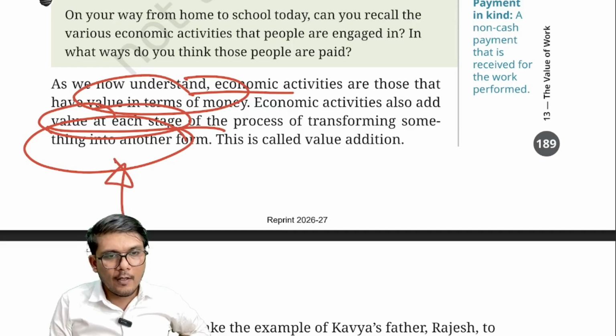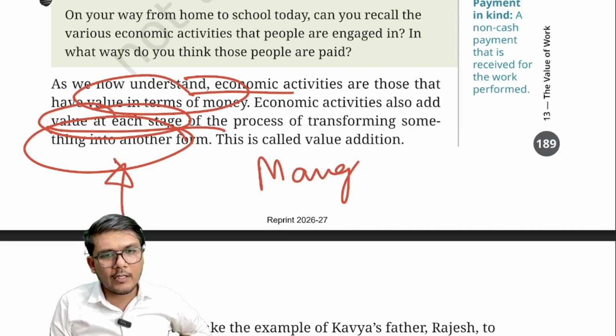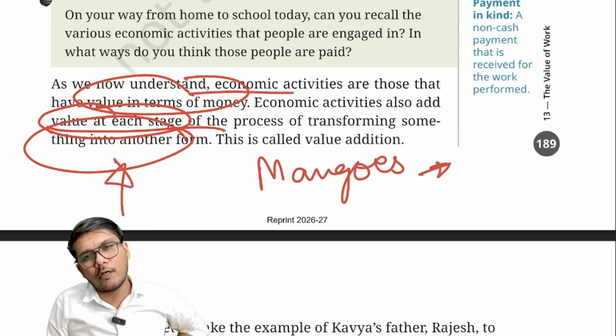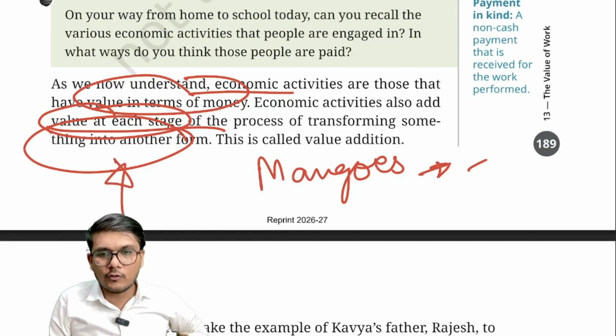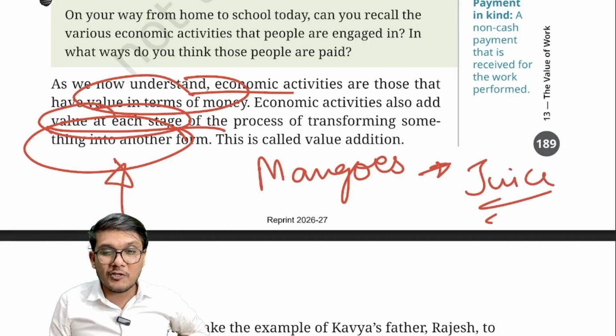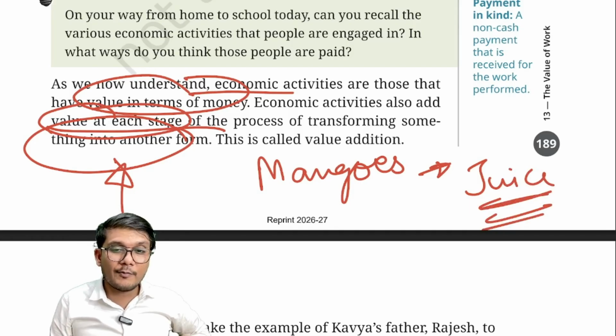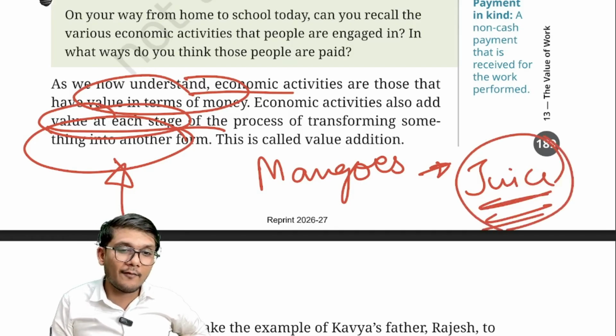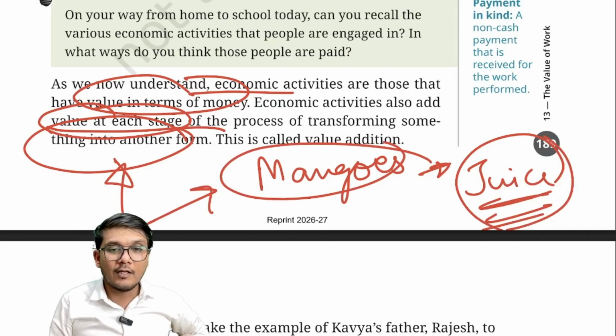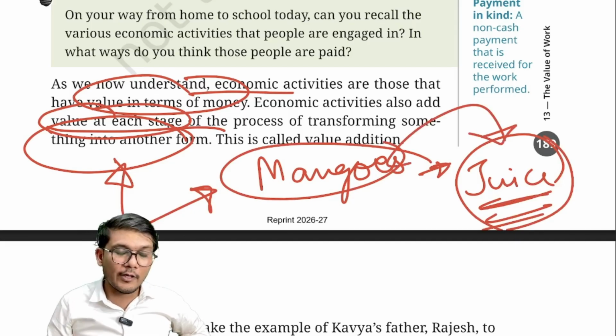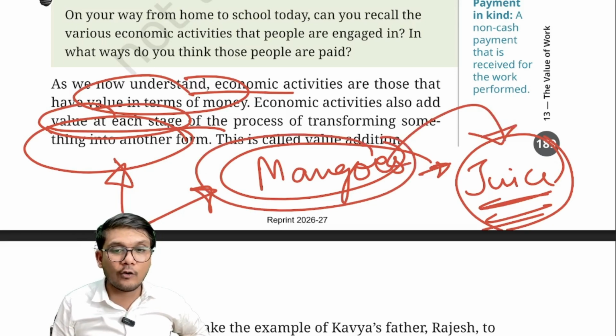For example, mangoes can be converted into juice. You might have seen, especially in the summer season, there will be a juice wala, a juice center. They have the mangoes. This is the raw material. They convert it into juice and serve you in the glass. So that's a service that they are providing. But that service is converting the mangoes into juice.